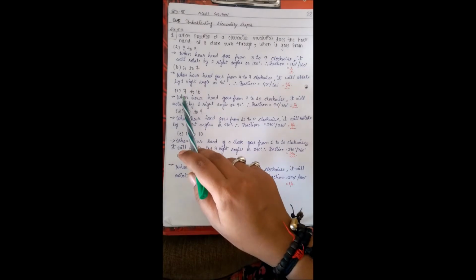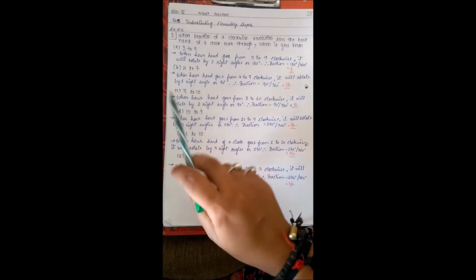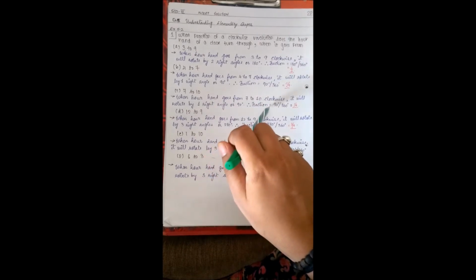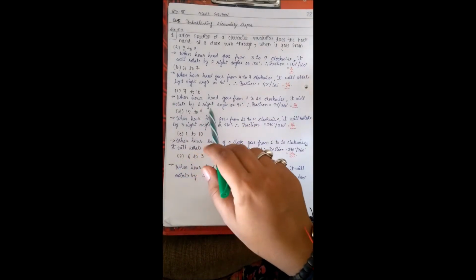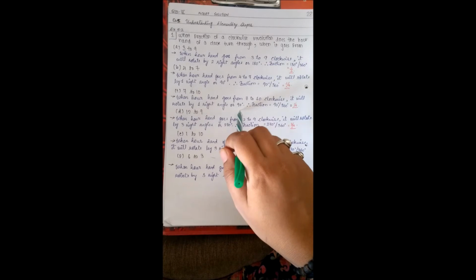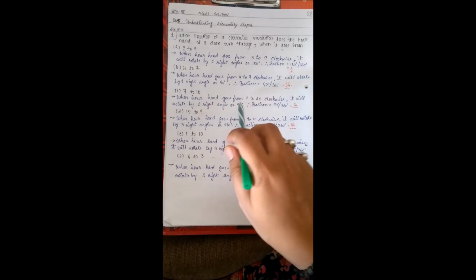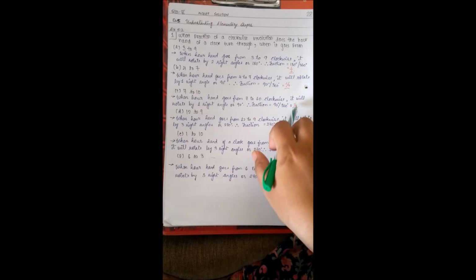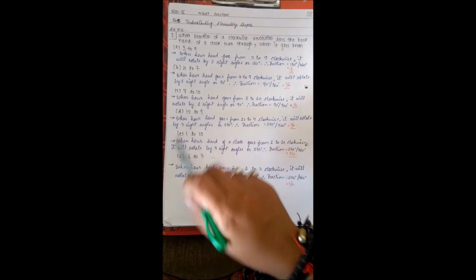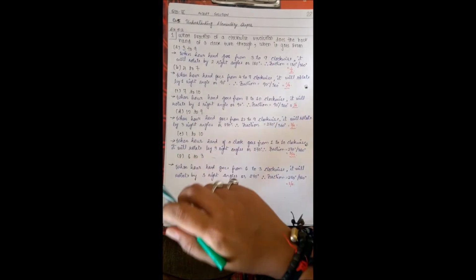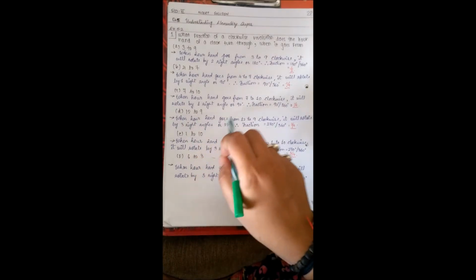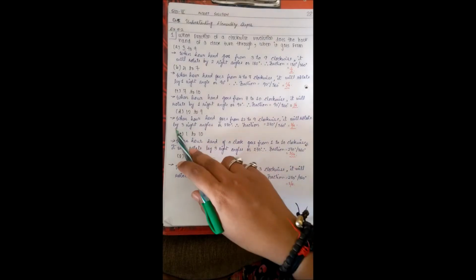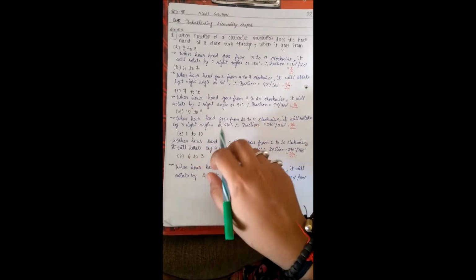If the clock moves from 7 to 10, so when our hand goes from 7 to 10 clockwise, it will rotate by one right angle or 90 degrees. So the fraction is 90 degrees upon 360 degrees, that is 1 upon 4. Now next is 12 to 9. So when our hand goes from 12 to 9 clockwise, it will rotate by 3 right angles or 270 degrees.